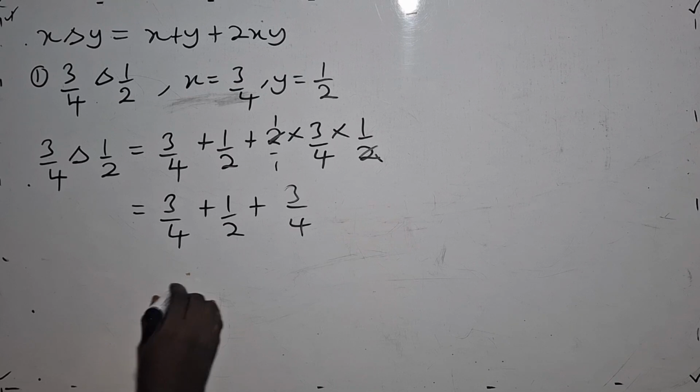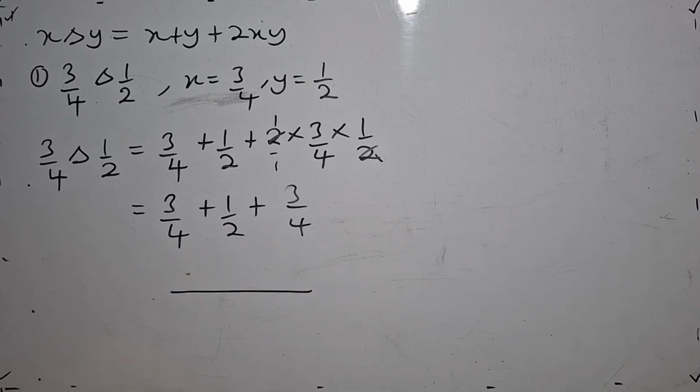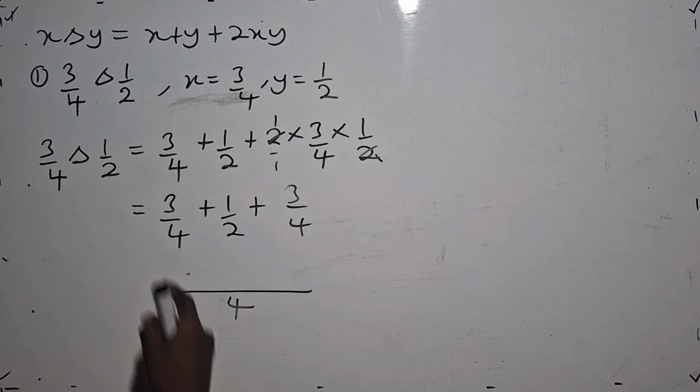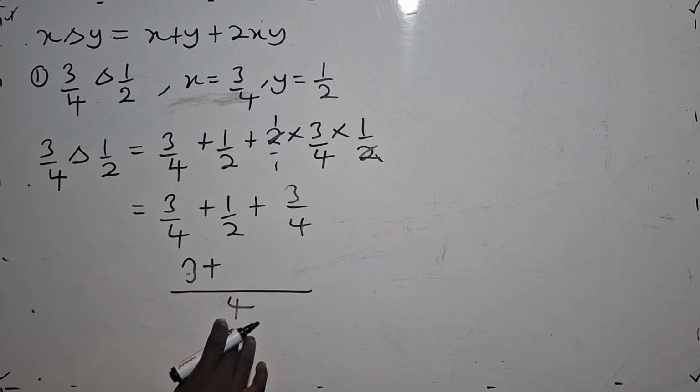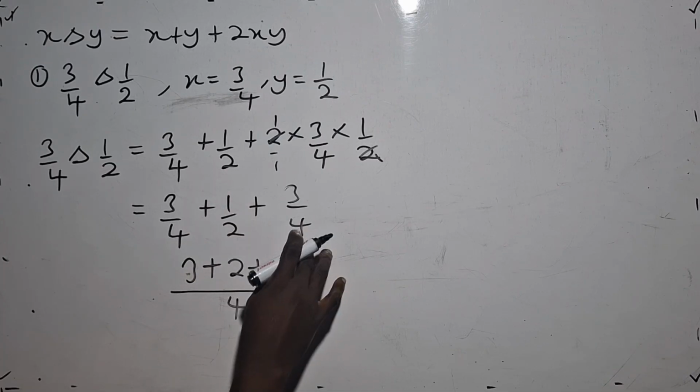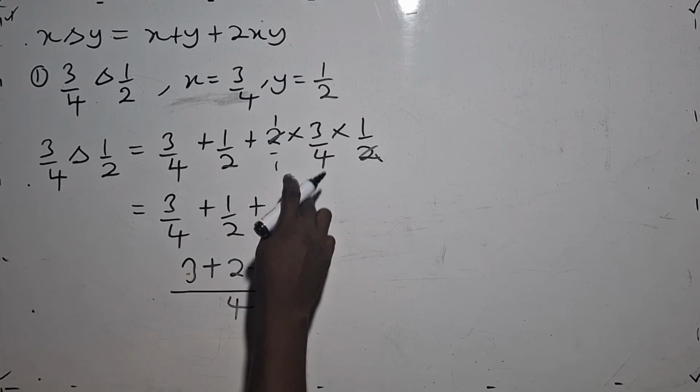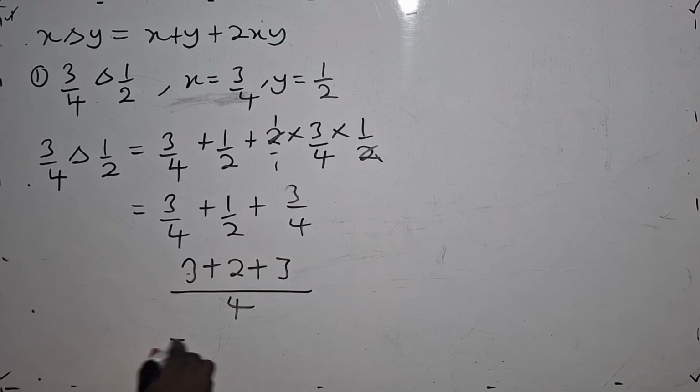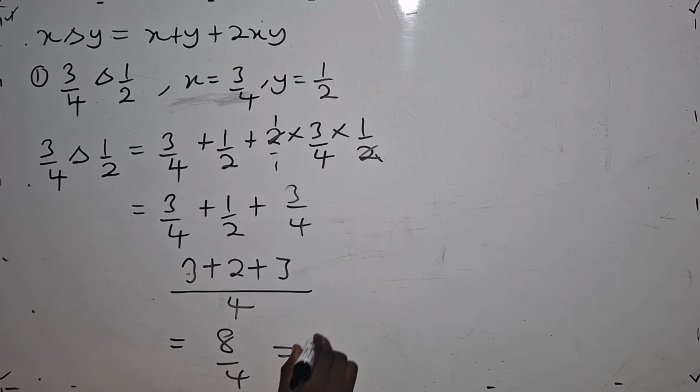What do we do here? We find the LCM. What's the LCM for 4, 2 and 4? It's going to be 4. So that's the least common multiple for these denominators. 4 divides itself 1. 1 times 3 is 3. 2 divided by 2, 2 is 1, 1 times 2 is 2. Then 4 divides itself again, 1. 1 times 3 is 3. So this will be 3 plus 2 is 5, plus 3 is 8. So 8 on 4, for which when you divide, you are going to get 2.